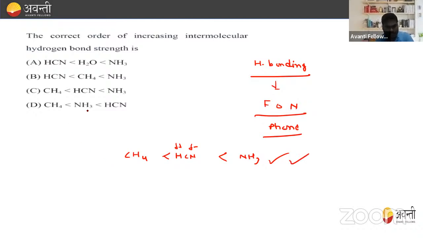So what is the correct option here, beta? That is CH4, SiH4, and NH3. That is option number C. Option C is absolutely correct, right? Okay.